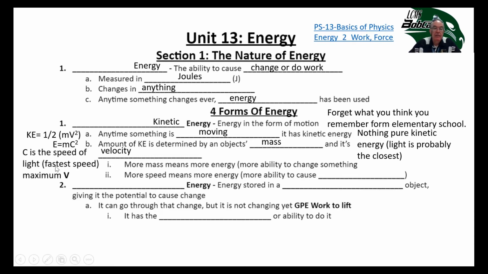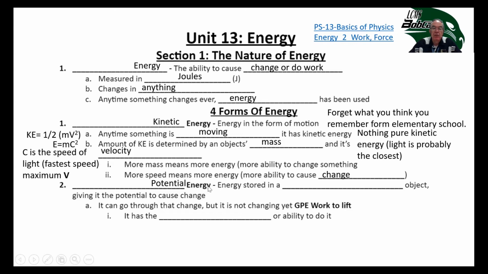Okay. Speed of light, that's the fastest speed or the maximum v. More mass means more energy or the ability to cause change. More speed or velocity also means that there's more energy or the ability to cause change.